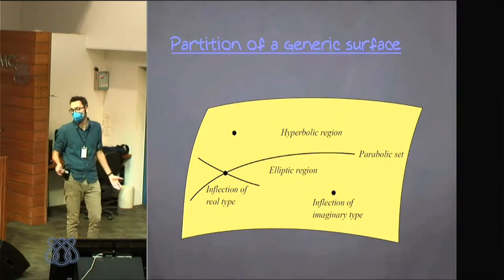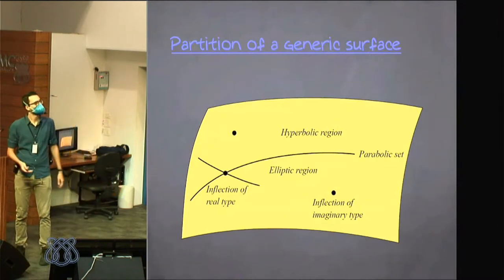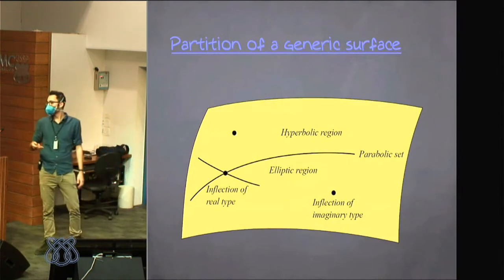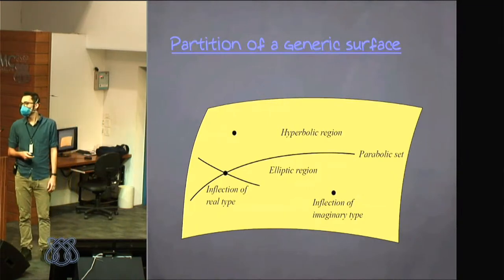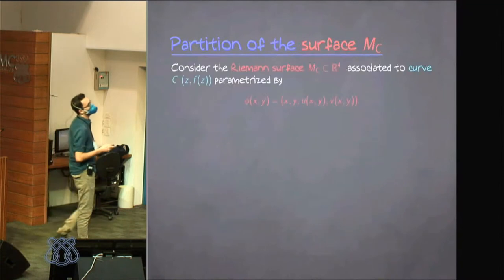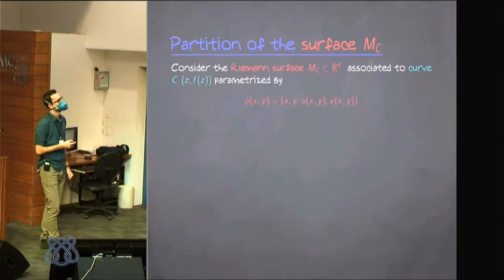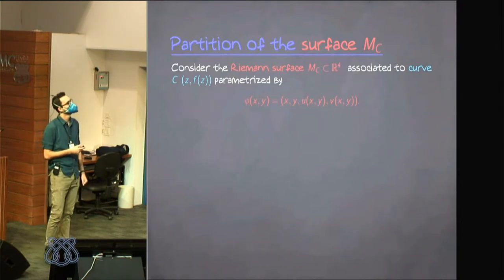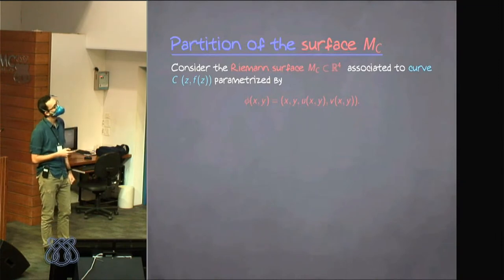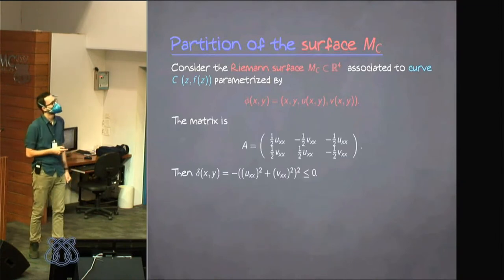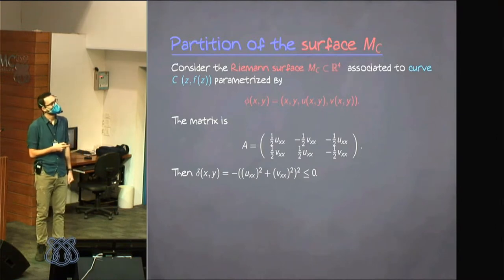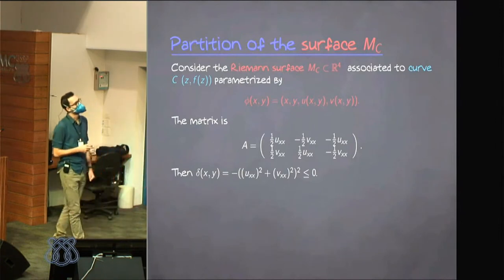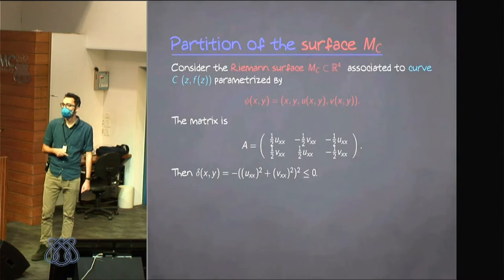But anyway, let's return. Our goal is to study the geometry of the given surface, so we need to understand which kind of points appear on our Riemann surface. So let's consider here our Riemann surface associated to our complex curve, which is parameterized locally like this. And here, if we look at the second order terms, our matrix looks like this, because our function satisfies the Cauchy-Riemann equation.